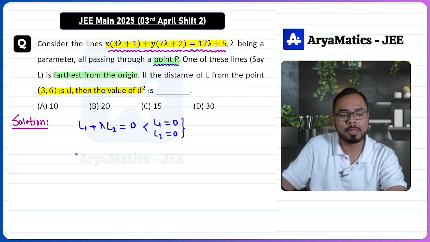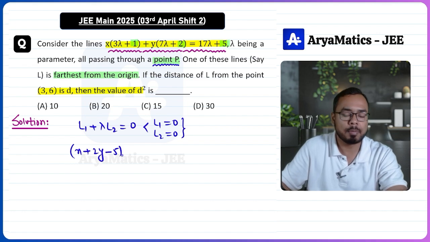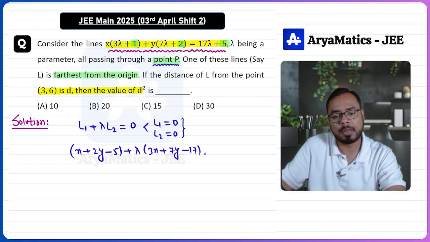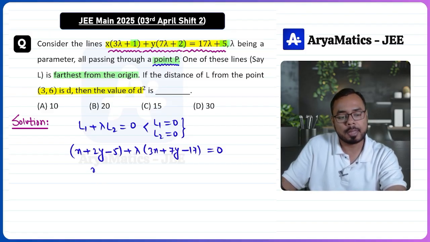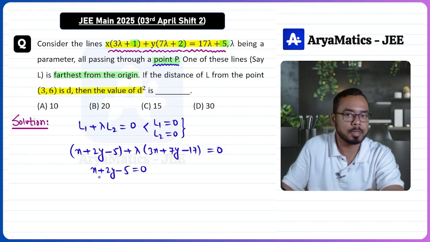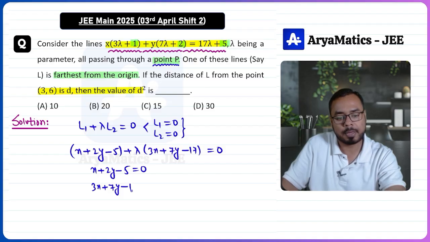So you can write the given equation as x plus 2y minus 5. These are the terms which are not containing lambda. And from the remaining terms, if I take lambda common, then you have 3x plus 7y minus 17 equals 0. As you can see, this is a family of concurrent lines, and their point of concurrency will be the point of intersection of these two lines: one line x plus 2y minus 5 equals 0 and the other line 3x plus 7y minus 17 equals 0.